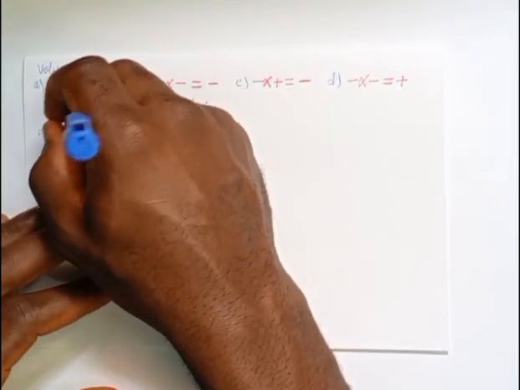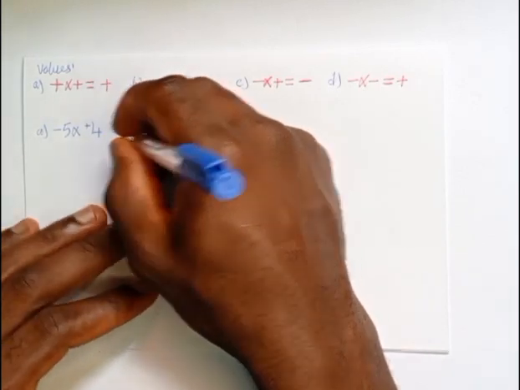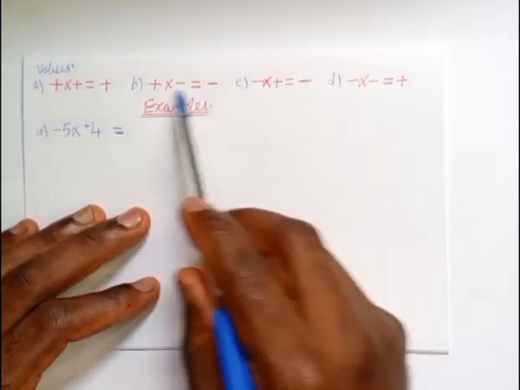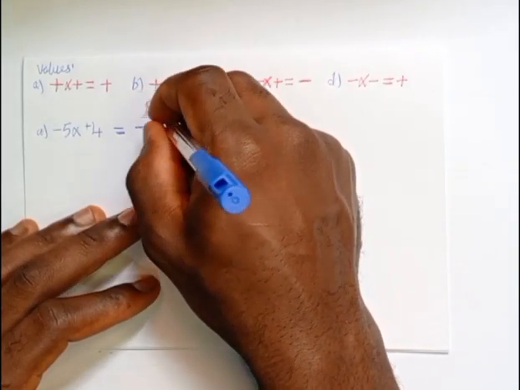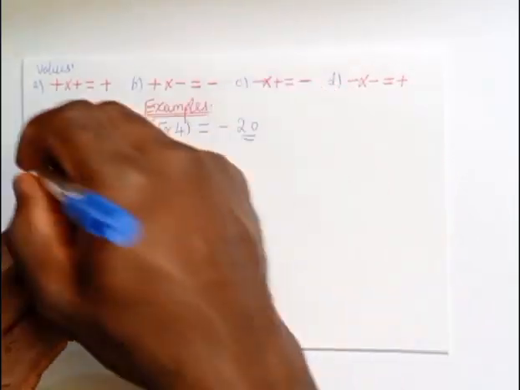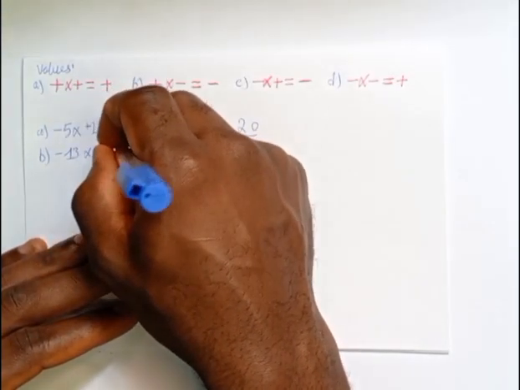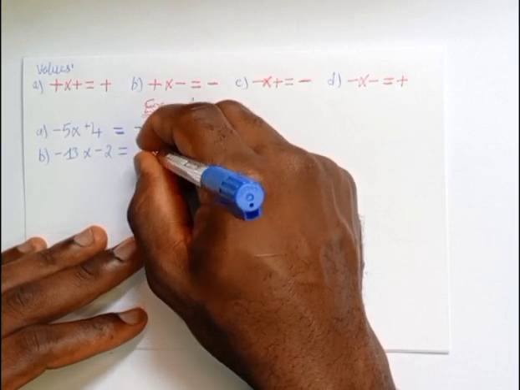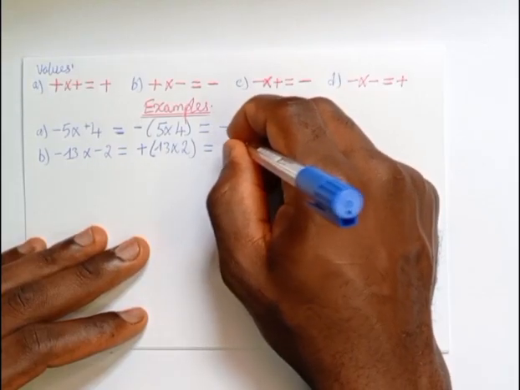Here we have negative 5 times positive 4, which is simply equal to, applying the sign rule, negative times positive gives us negative. We put the negative sign in front. Then we take the product of the absolute values, 5 times 4. This will simply be equal to negative 20. We go to B, negative 13 times negative 2 is simply equal to negative times negative gives us positive. We take the product of the absolute values, 13 times 2 gives us positive 26.